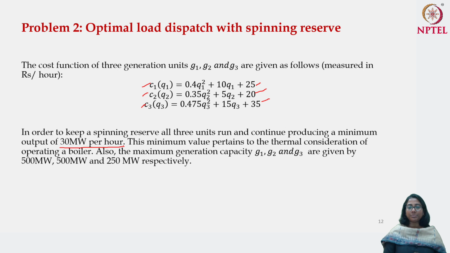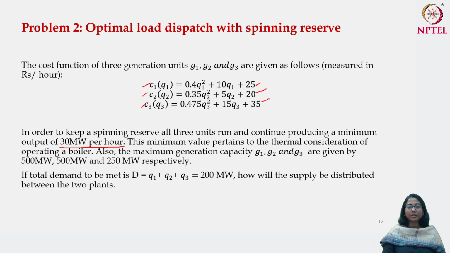We haven't added some information that in this problem probably we will not need, but in some cases you need it as well. So the maximum generation capacities of these three units are 500 megawatt, 500 megawatt and 250 megawatt respectively. The first two units are relatively bigger, whereas the third unit is relatively smaller. Now the question is: if the total demand that you need to meet is 200 megawatt, how will you distribute the load? What will be the load dispatching when you have this added condition that all three have to run at a minimum of 30 megawatt per hour capacity?